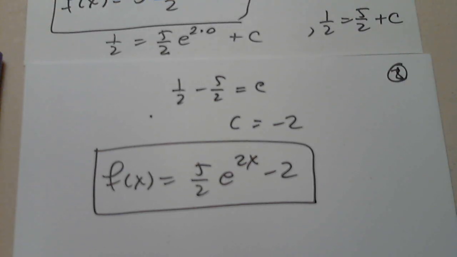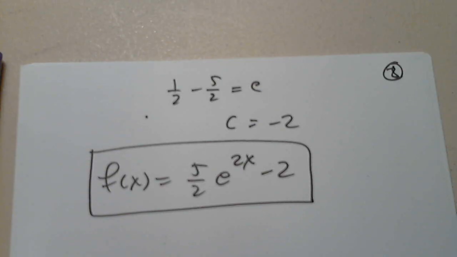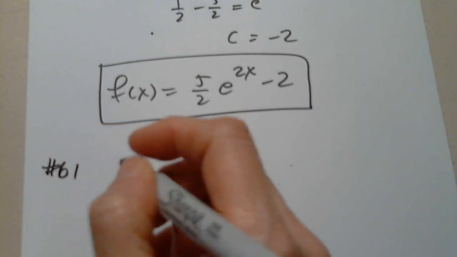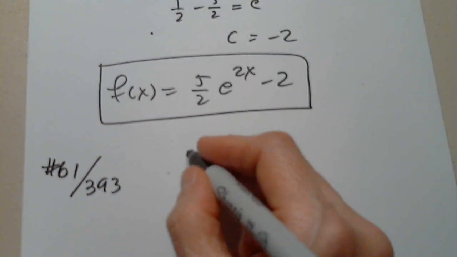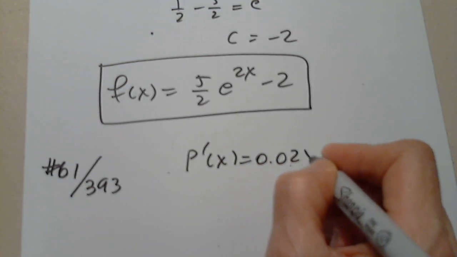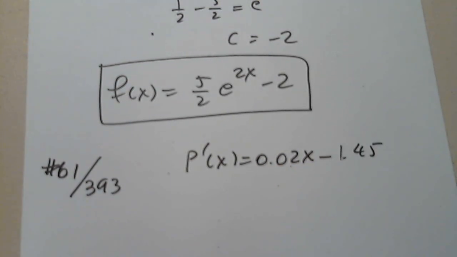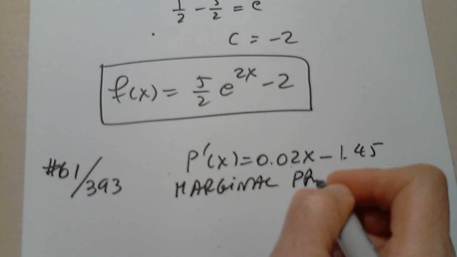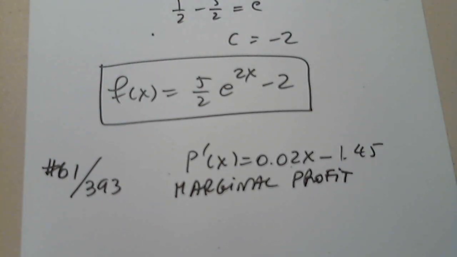Okay. Again, what is the use of all this? Here it is: total profit from marginal profit. Remember, marginal profit is the derivative of the profit. It bears this name. So we are given in 61 on page 393, P prime of x equals 0.02x minus 1.45. This is called marginal profit. So they're giving us the marginal profit.